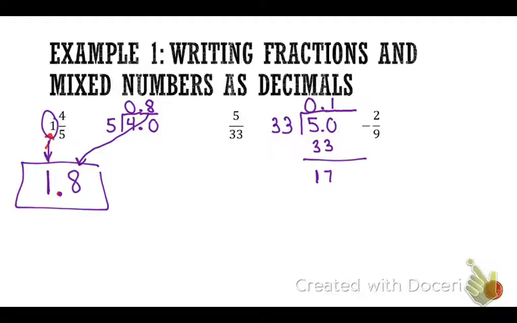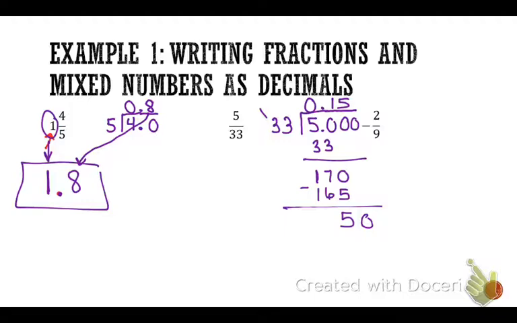Does 33 go into 17? No, so add a 0 and bring it down. Does 33 go into 170? Yes. To approximate this, I round to the leading digit. This is about 30, and this is about 150. 30 goes into 150 how many times? 5. So I'm going to guess 5. 5 times 3 is 15. Carry my 1. I get 165. Now I subtract. What's 170 minus 165? 5. Add another 0 and bring it down.